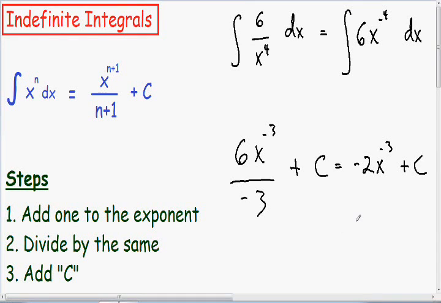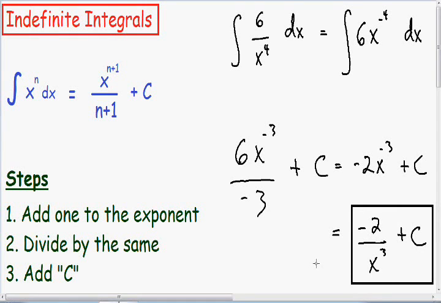And it's always improper to leave a negative exponent in your final answer. So instead of negative 2 multiplied by x to the negative 3, I'm going to take negative 2 and divide it by x to the positive 3. And of course, we can't forget to add our plus c. So now we have completely integrated the function.